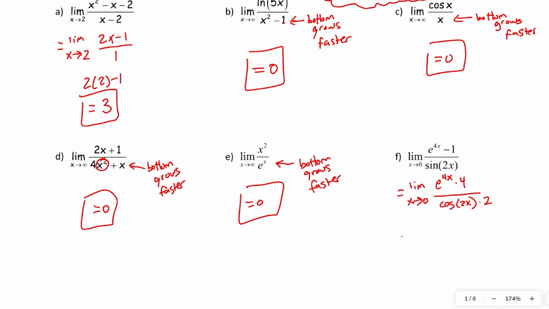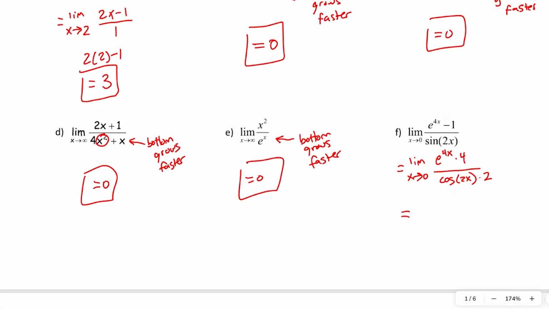Okay, now I think I'll be safe here plugging in 0, but if not, I could use L'Hopital's rule again, but let's just try. So plugging in 0 to the numerator, I'm going to get e to the 0, which is 1. 1 times 4 is 4. And plugging it into the denominator, 0 times 2 is 0. Cosine of 0 is 1, and 1 times 2 is 2. So we get 4 divided by 2, which equals 2.